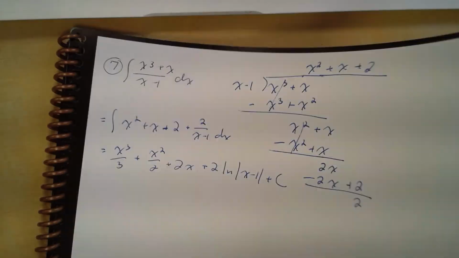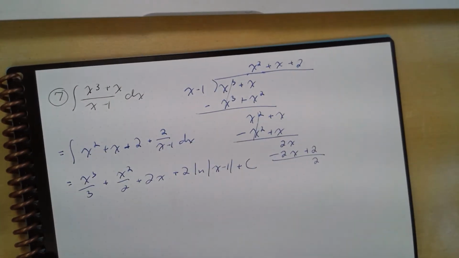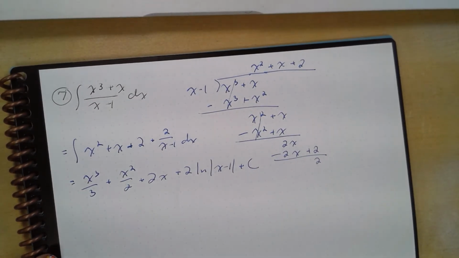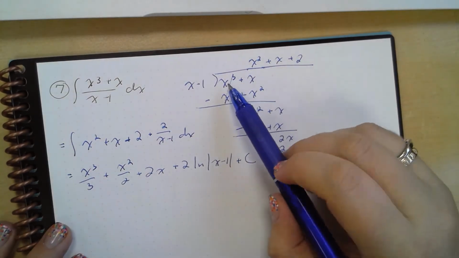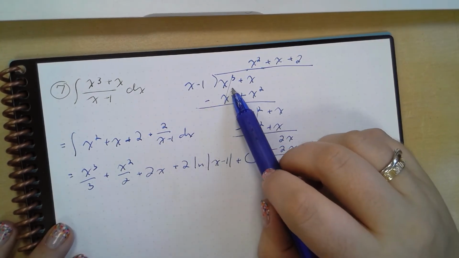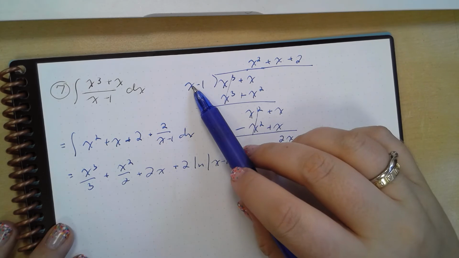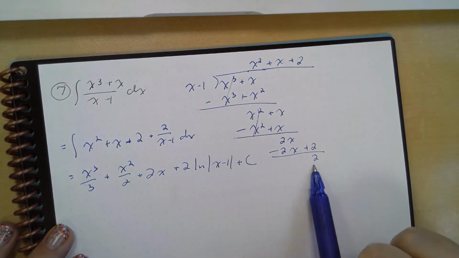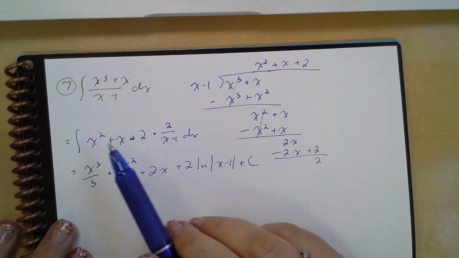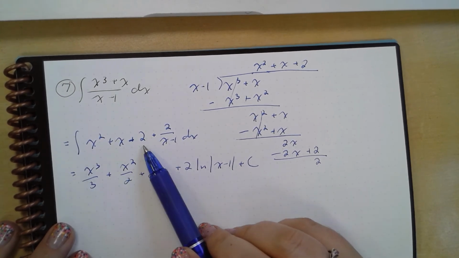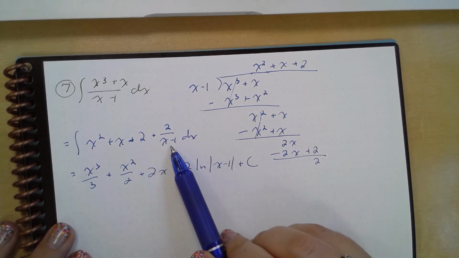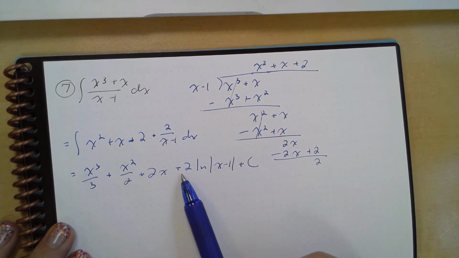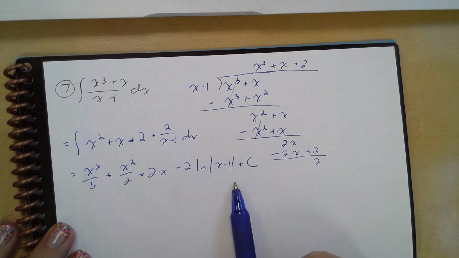4 more examples for you. Here we've got x cubed plus x divided by x minus 1. x minus 1 goes into x cubed, x squared times. x squared times x is x cubed. You can kind of see all of this here. We get down, our remainder is 2. So I rewrite this as x squared plus 2 over x minus 1 dx. I integrate, and this is what I get. Okay, x cubed over 3 plus x squared over 2 plus 2x plus 2 ln of x minus 1 plus c.